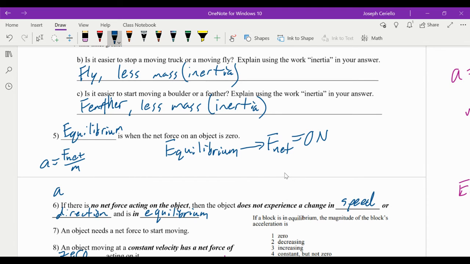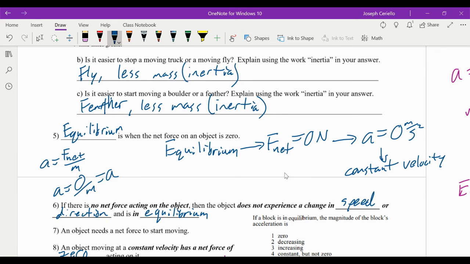So therefore, A equals 0 over M. So A has to be 0. So if we're in equilibrium, not only is the net force 0, but the acceleration is also 0. And if the acceleration is 0, you know that you have constant velocity. I know this is a lot that I'm telling you. Remember, constant velocity means constant speed and direction, not just one.